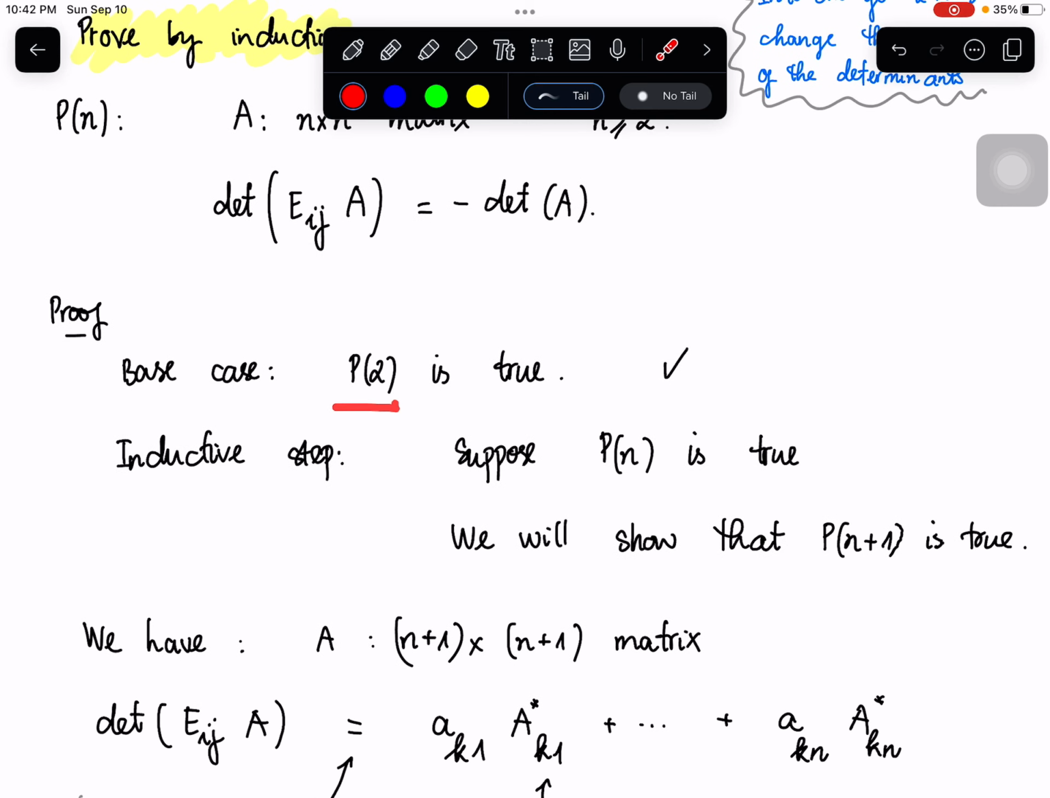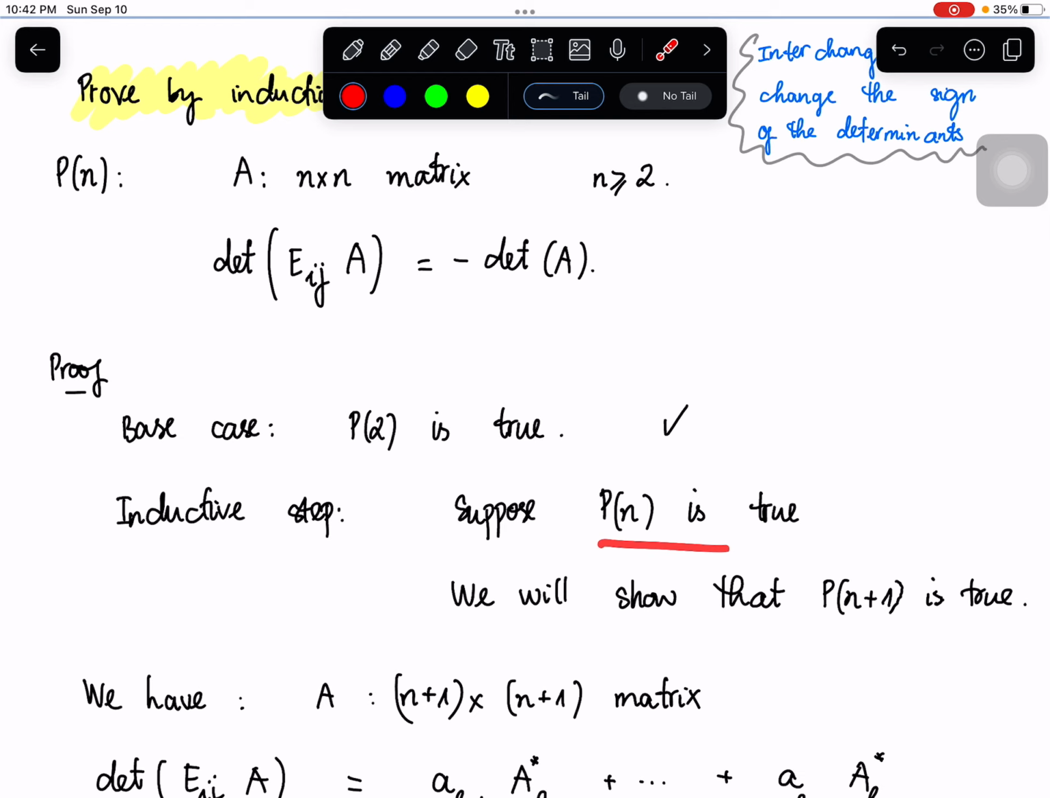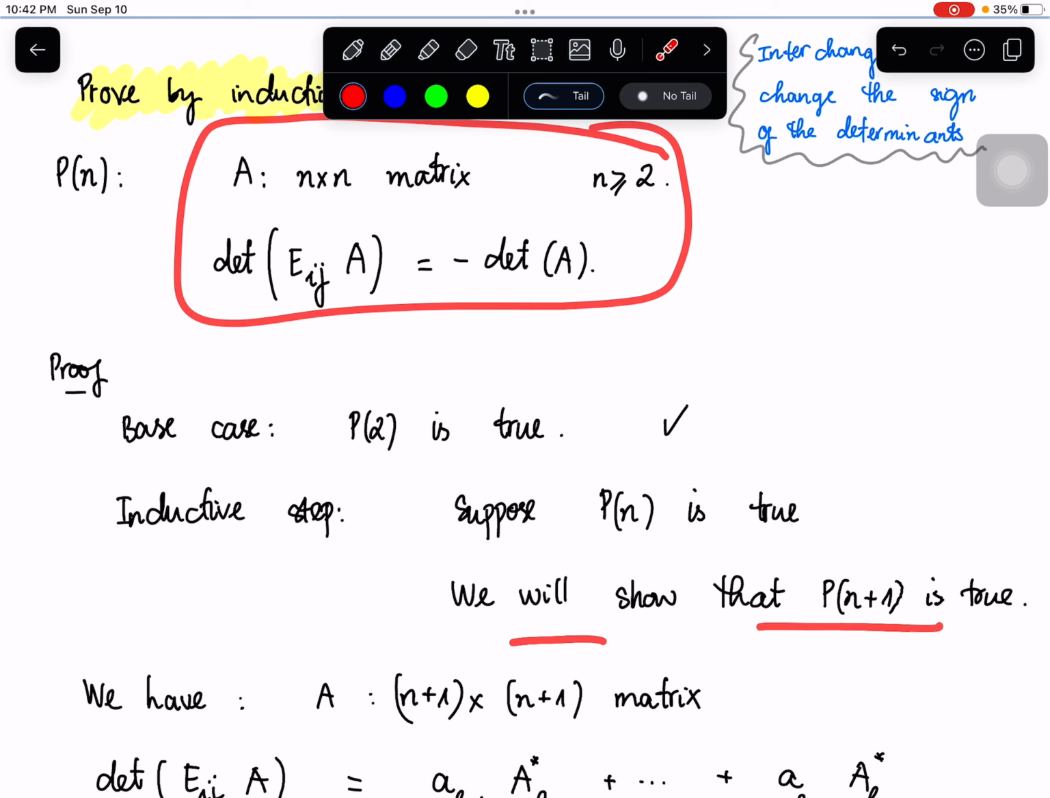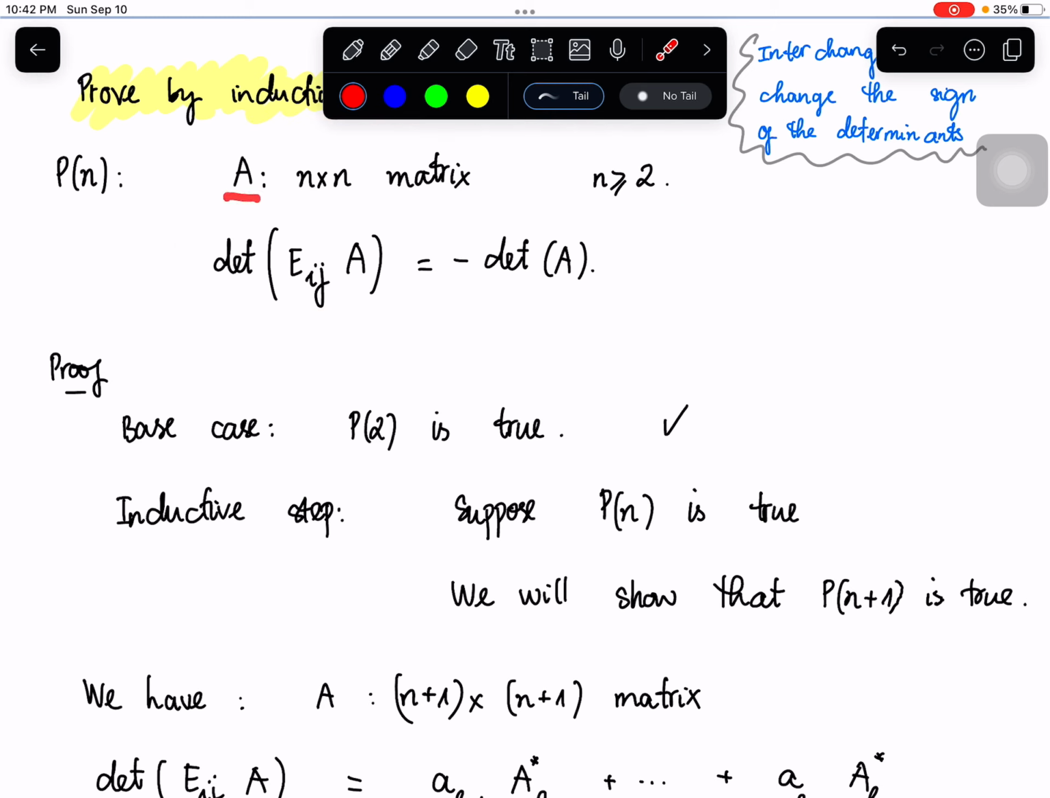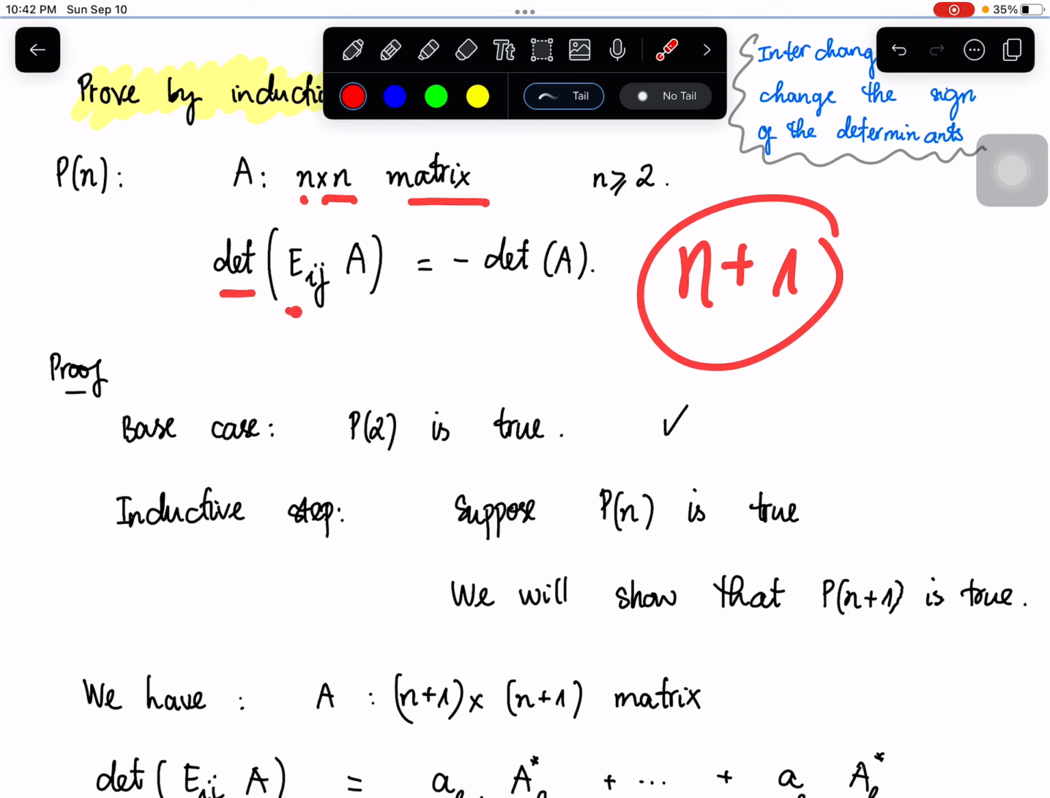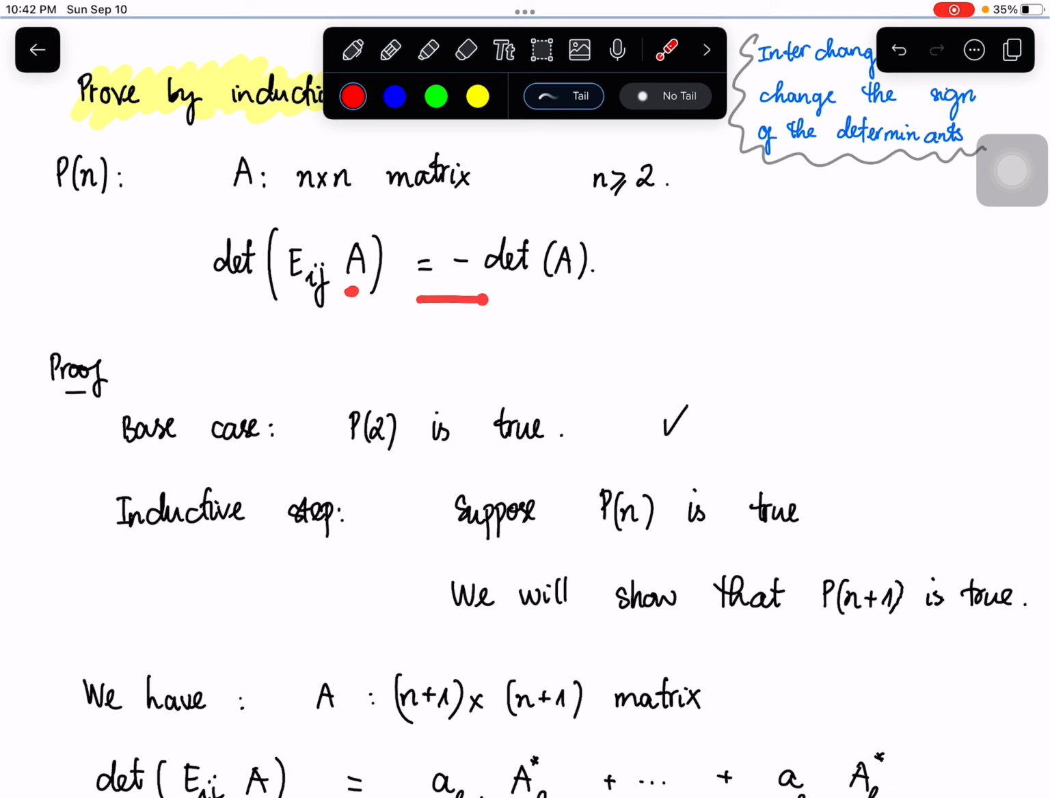Base case n equal to 2, so P2 is true. This we verified before, right? We just verified it at the beginning. Now the inductive step. Suppose that Pn is true. We will show that Pn plus 1 is also true. What does that mean? Suppose that this is true. We will show that if A is an n plus 1 by n plus 1 matrix, then the determinant of Eij times A is equal to minus the determinant of A.